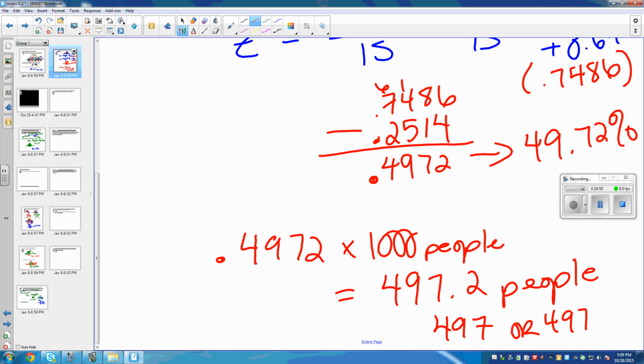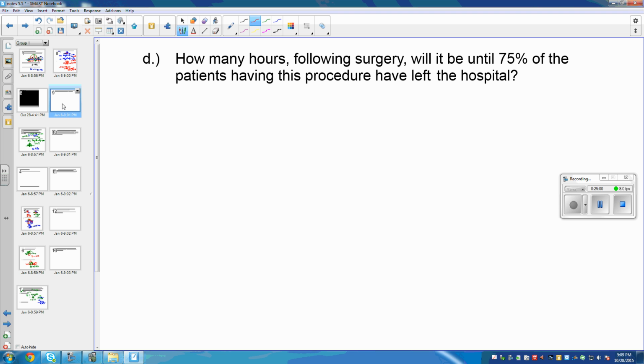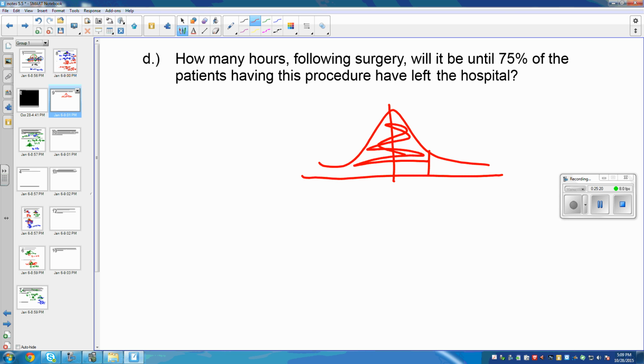Now, this is just another question. How many hours following surgery will it be until 75% of the patients having this procedure have left the building? Okay, so what we're saying is 75% have left. So we're looking at this picture. This percentage in here, this is 75%. Well, in order to know ours, we really need to look at our Z-score, right? Because our Z-score is equal to X minus your average all over your standard deviation.